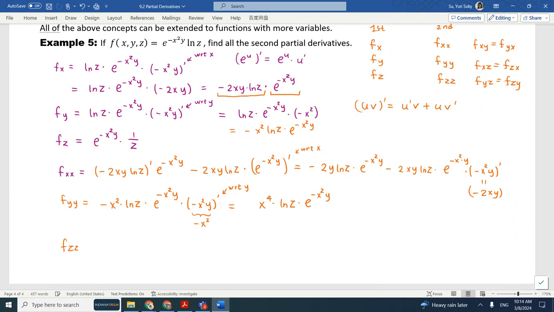And fzz. Look at fz. You take the derivative with respect to z. This is a constant multiple, and this is z to the negative 1. When we differentiate, we make it the standard form of a power function, and then we can use the power rule. So the constant multiple stays here. What's the derivative of z to the minus 1?